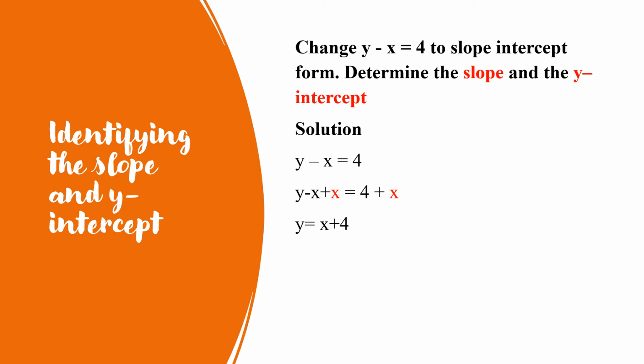So now y is equal to x plus 4 is in the form of y equals mx plus b, or the slope-intercept form. In this case, we can now identify the value of the slope and the value of the y-intercept. The value of the slope is 1, because the coefficient of x is 1. Remember that if the variable has no coefficient, automatically the coefficient of that variable is 1. And your value of b is 4, or the y-intercept is equal to 4.